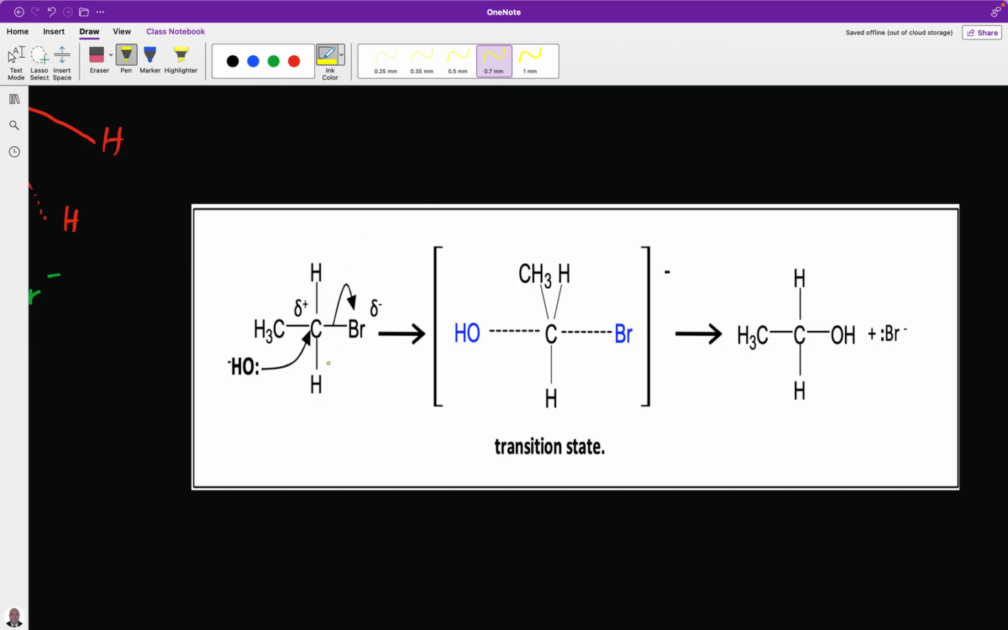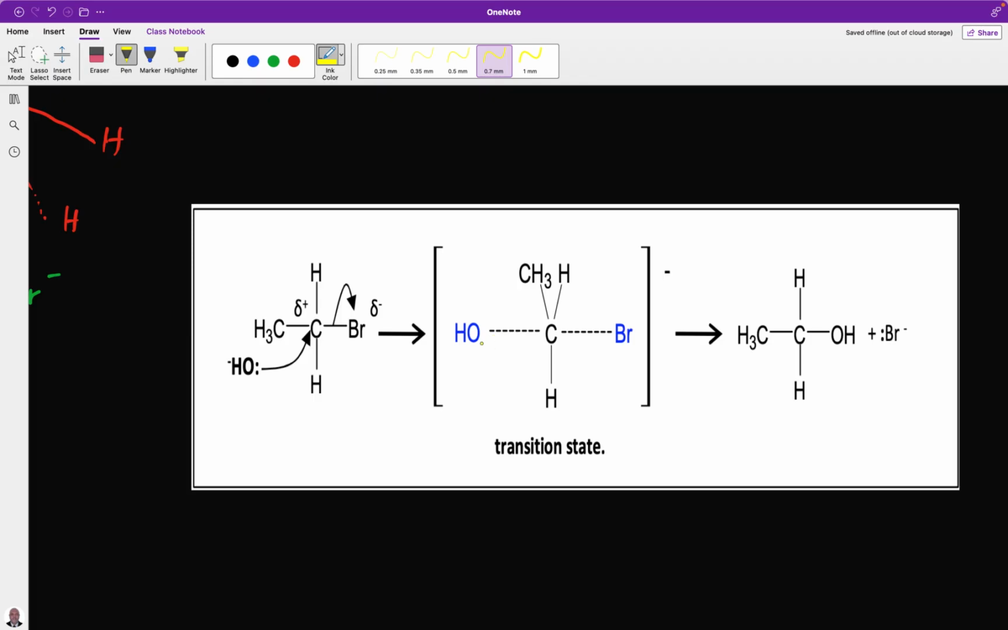As the nucleophile approaches from the opposite side of bromine, it's doing what? At the same time, repelling the bromine and the bonding electron towards the bromine. So there is attachment going on. At the same time, there is breakage also going on. And that's why we say it is a one-step mechanism. This is the transition state.